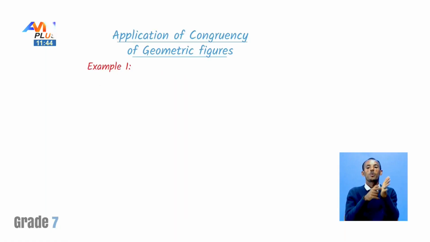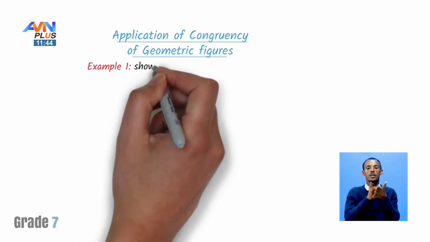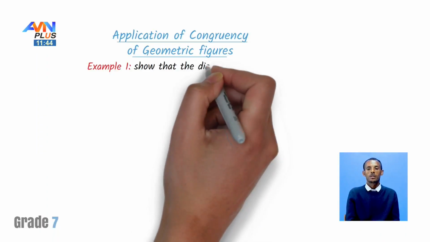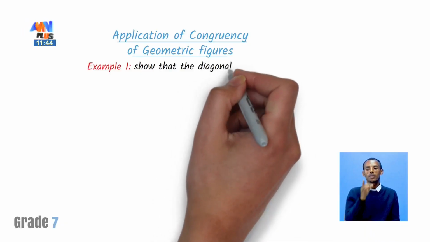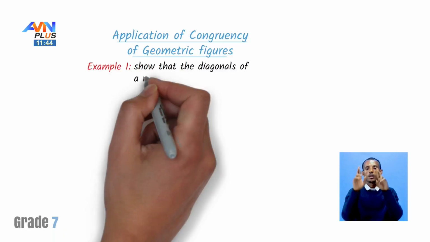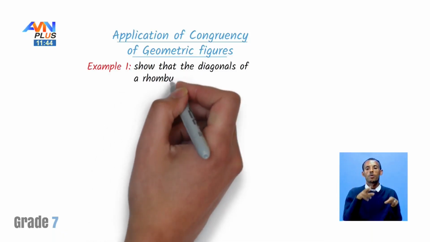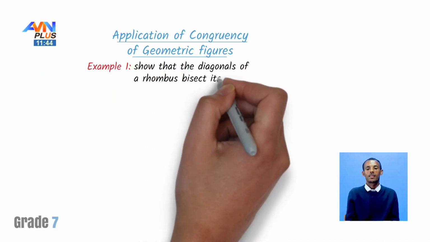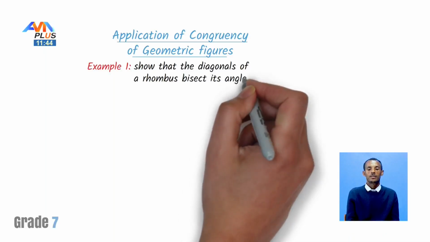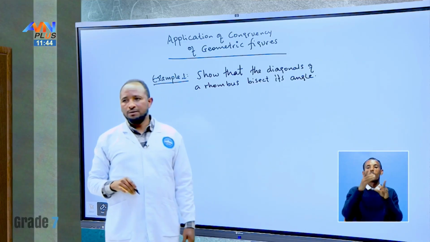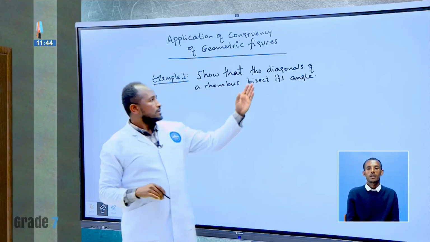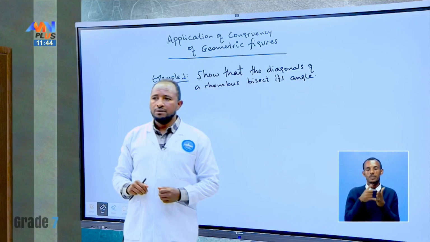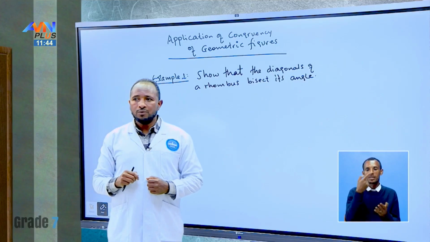Show that the diagonals of a rhombus bisect the angle. So, how do we show this? Here it says the diagonal of a rhombus bisects its angle. Now, let's see this problem together.